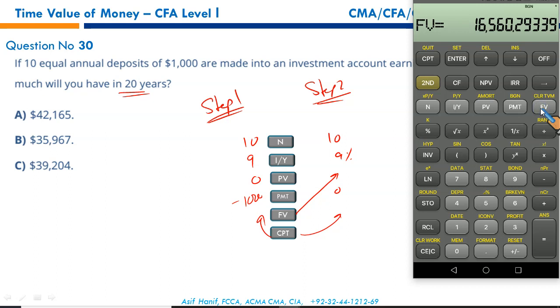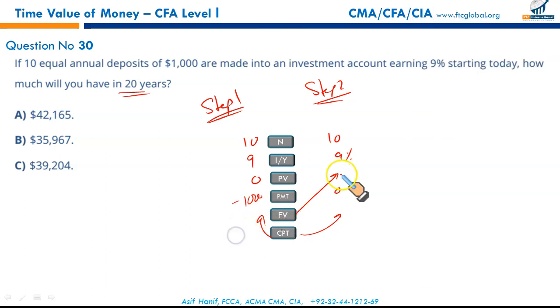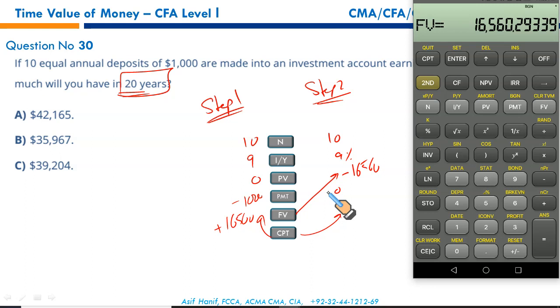It is 16,560. This 16,560, which is an inflow, will become an outflow for the next step. 16,560, which is the present value, positive. It's an inflow there, and an outflow now. So you have 10 additional years at 9% where this present value will convert into a future value. But this time you have to do it on an ordinary annuity basis. Second PMT, second enter, second quit.